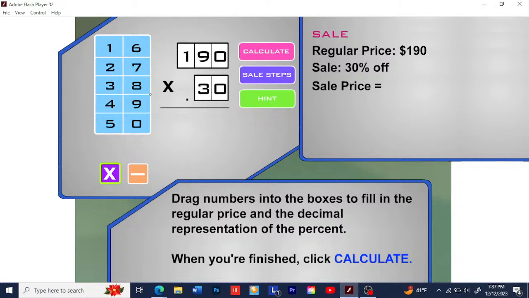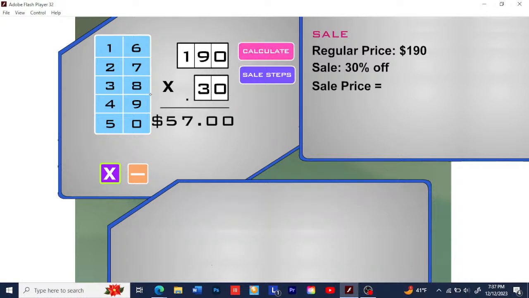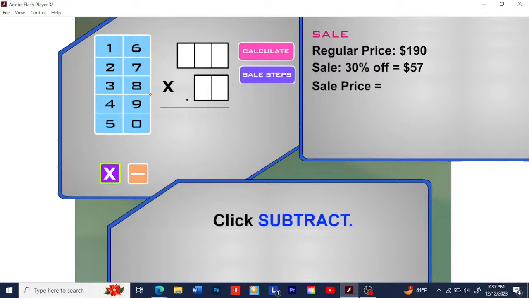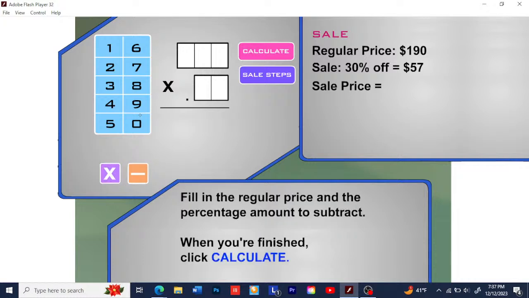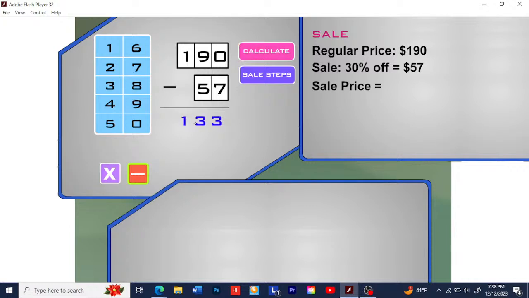Good job! Yeah! 30% of 190 is 57. Now for step 2. Click Subtract. Okay, here we go. Fill in the regular price and the percentage amount to subtract. When you're finished, click Calculate. There you go! Awesome! The sale price is $133.